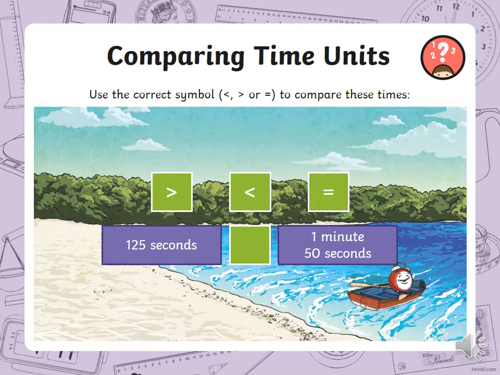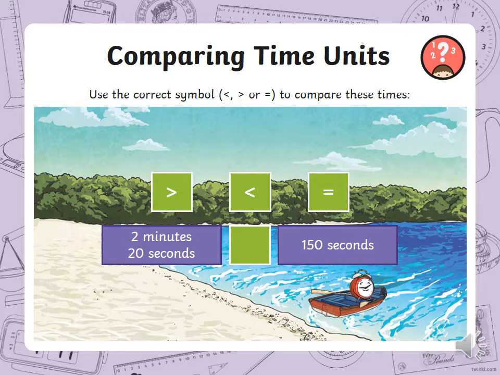Okay, so now I'm going to click on the correct answer. 125 seconds is greater than 1 minute 50 seconds because 1 minute is 60 seconds. So 60 plus 50 is 110 seconds, which is less than 125 seconds. Now let's look at the next question.